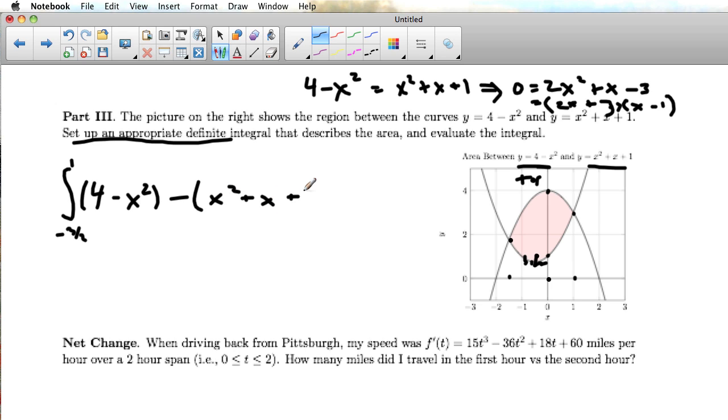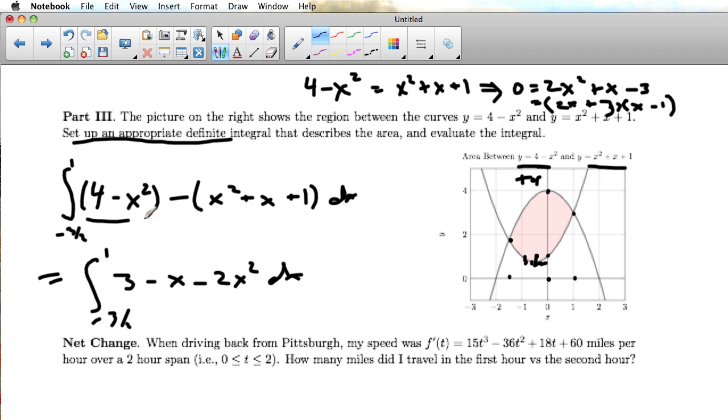And so don't forget you have to subtract the entire top formula minus the entire bottom formula. So we add parentheses for that. If I clear the parentheses out now, I'll have 4 minus 1 is 3. I'll have a minus x, and I'll have minus 2x squared. So that's just simplifying the integrand, and then I can do the antiderivative and evaluate it between -3/2 and 1. And again, the answers to these are posted online on the online version of this, so you can see what number I got for that final answer.